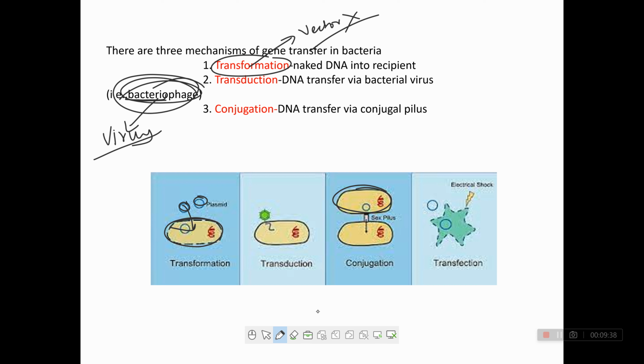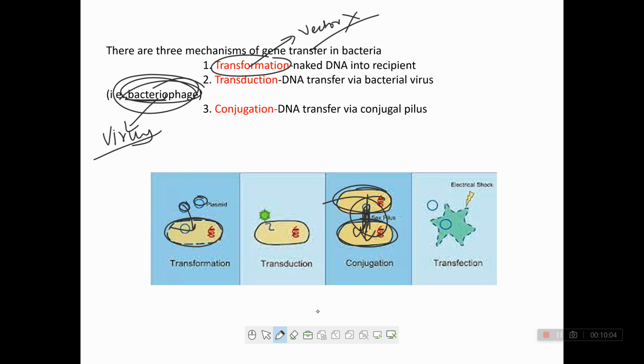See, this is one bacteria. This is another bacteria. This tube is known as pilus. The genetic material is transferred through this tube, right? Genetic material is transferred via this tube, and this process is known as conjugation.